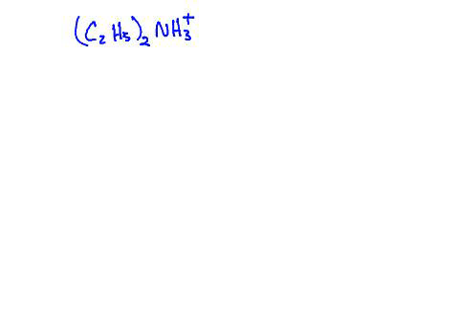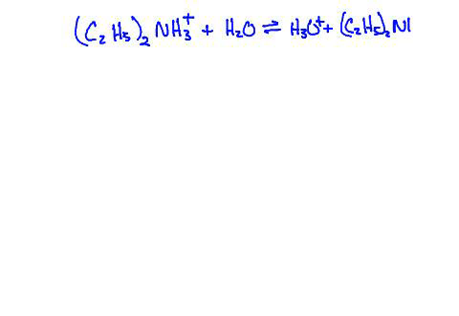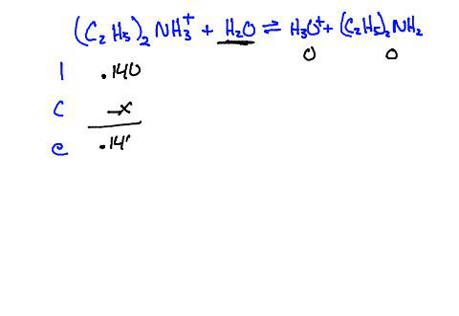Then I'm going to react it with water, which I write as H2O. That makes the hydronium ion plus this ugly beast, (C2H5)2NH. Now we do a nice ICE problem, very similar to our last problem. We have 0.140, and then 0 and 0, ignoring the water, minus x, 0.140 minus x, plus x, x, plus x, x.